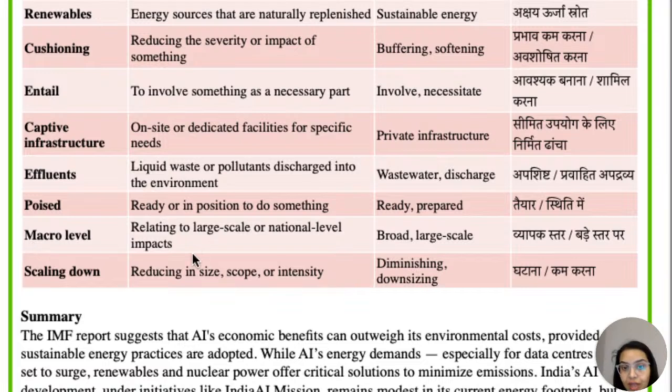Macro and micro, I hope many people understand, but this is for those who don't know. Macro relates to large scale or national level impacts. Micro, as the name suggests, a small place, small area, lower level impact. The opposite of it is macro level, it covers a broad range, a large scale. Scaling down is to reduce in size, scope, intensity and quantity. So whenever one is downsizing, diminishing, it is reducing, the phrase scale down is used. Similarly, scale up is to increase the size, increase the scope of something. So both of the phrases you can use easily in your descriptive writing.